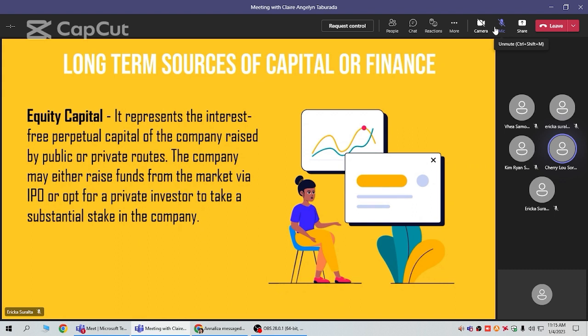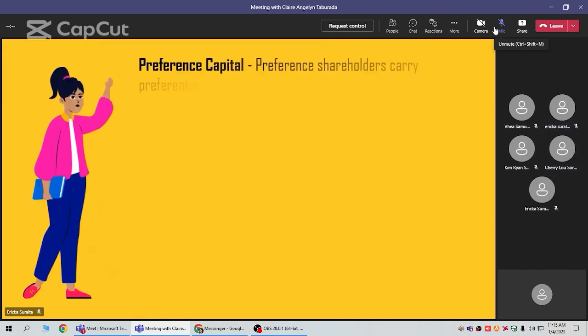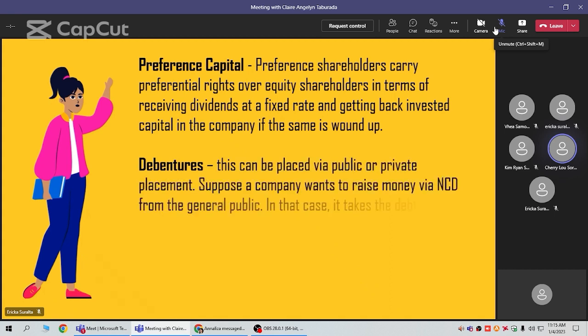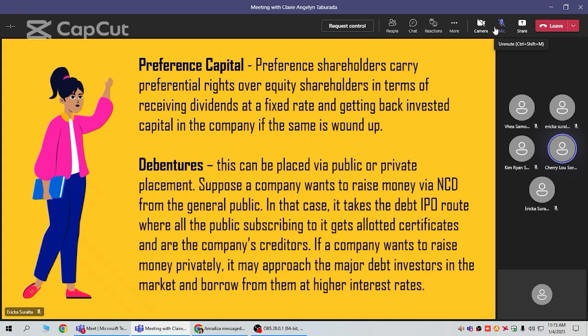So next is preference capital. Preference shareholders carry preferential rights over equity shareholders in terms of receiving dividends at a fixed rate and getting back invested capital in the company if the same is wound up. So it is part of the company's net worth, thus increasing its creditworthiness and improving its leverage compared to its peers. So next is debentures.